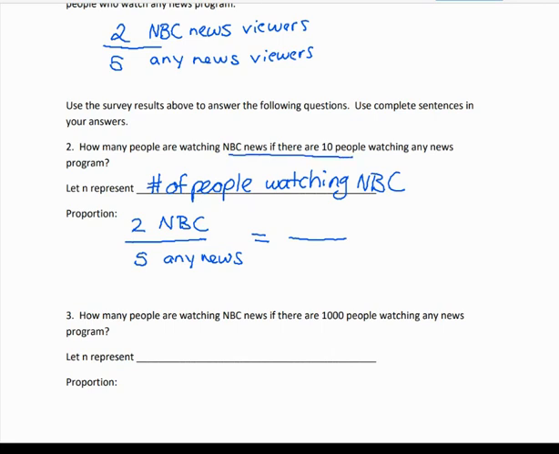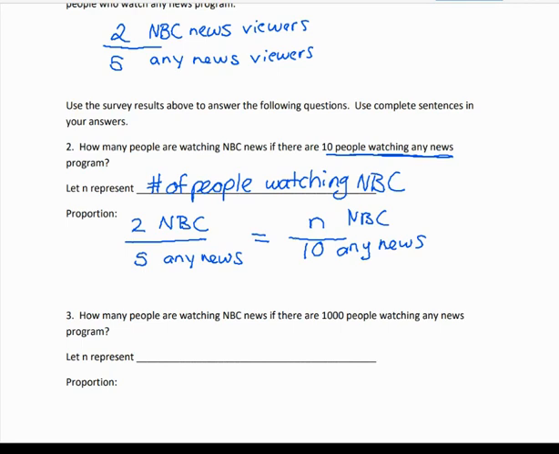Oh, I apologize. Oh, no. Hold on a second. Careful about that. NBC, we just said was what? 2. Well, in our ratio, but look at what we just said. Let N represent people watching NBC. So N is what's on top because NBC has to be on top. Any news is on the bottom, and it says 10 people watch any news. So 10 goes on the bottom. Okay, our labels have to match.